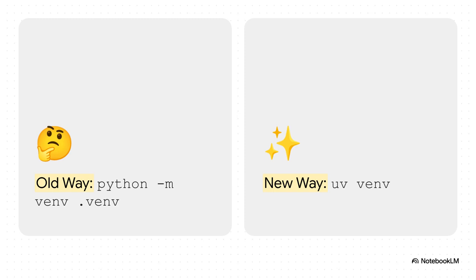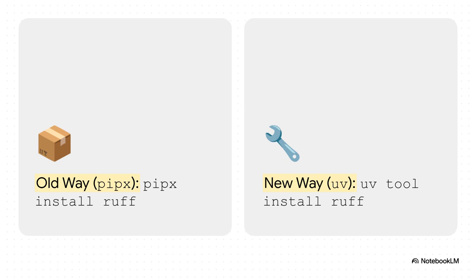All right, what about creating virtual environments with venv? Remember typing out that whole python -m venv thing? Yeah, forget that. Now, it's just uv venv. How clean is that? One simple command, and you're done. And what about pipx, for installing tools like Ruff or Black into their own isolated spots? Yep, UV has you covered there too. You just use the uv tool subcommand. It's a direct replacement that keeps all your tools neat and tidy.